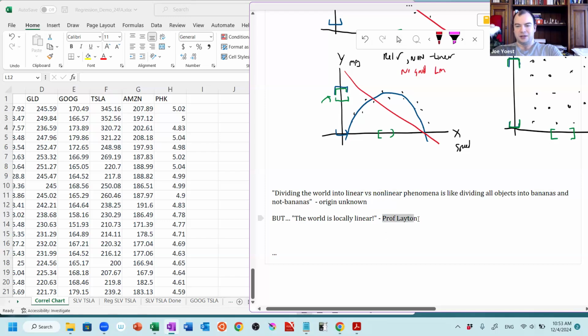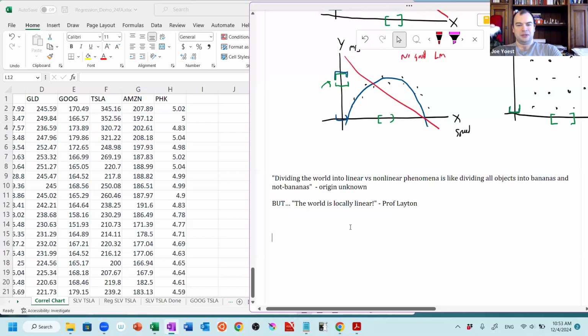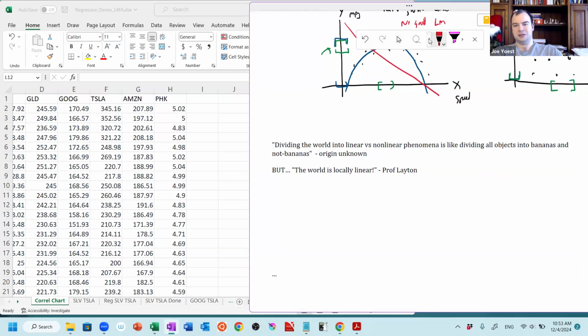But on the other hand, my favorite professor, Professor Layton from Pitt, one of his catchphrases or slogans is: the world is locally linear. Super important idea in, say, calculus. But there are two ways to understand this. One is geometrically. Let's say that I look at a function. It looks like this. Okay, that's a nonlinear function. It's not a straight line. But what if I zoom in on it?